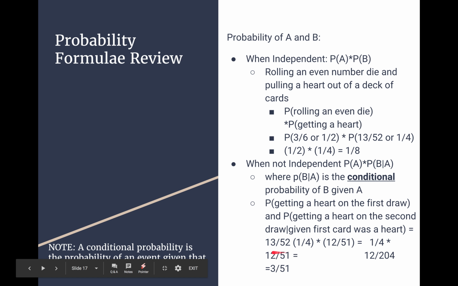So the probability of getting a heart on the first draw is 1 out of 4. Now, the probability of a heart on the second draw given the first card was a heart, there's our conditional probability, because if the first card was a heart, we only have 12 hearts left. Additionally, because we have pulled a card out and we haven't put it back in, there are only 51 cards left in the deck. So we're going to end up with 1 out of 4 times 12 over 51, which will give us 12 over 204, which will reduce to 3 out of 51.